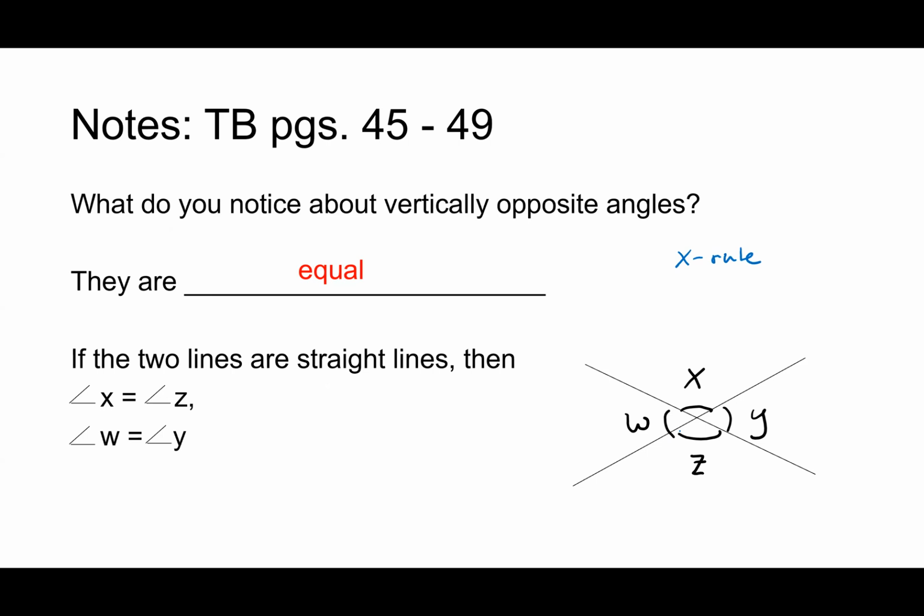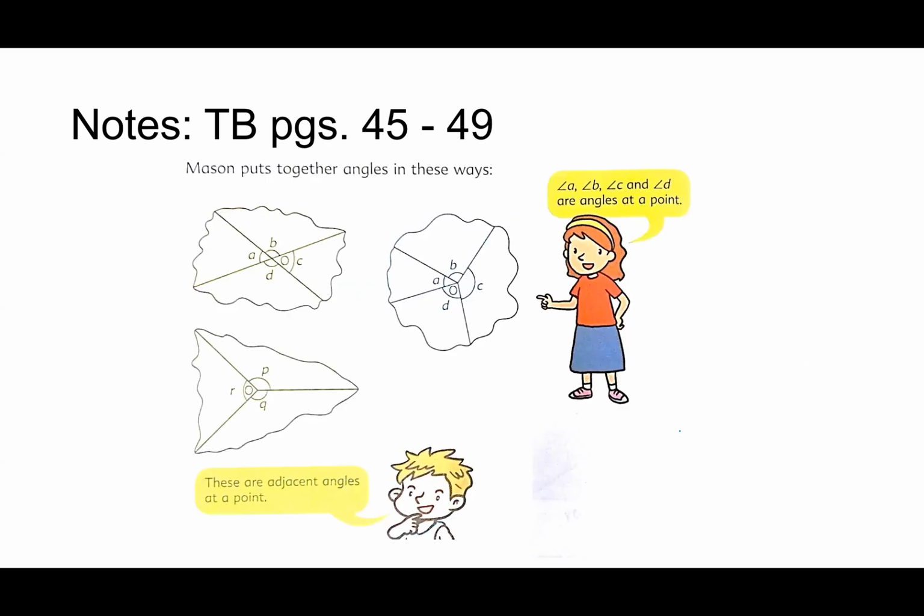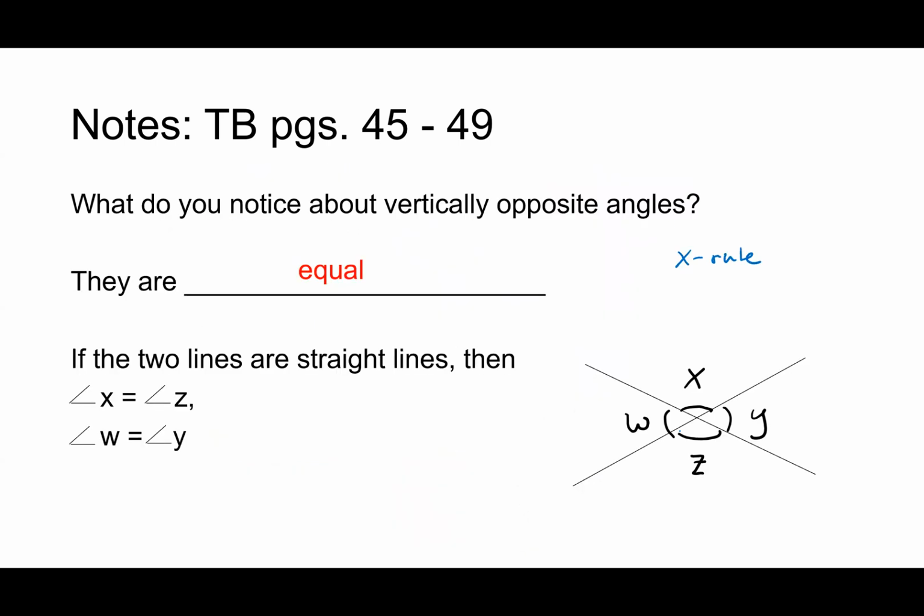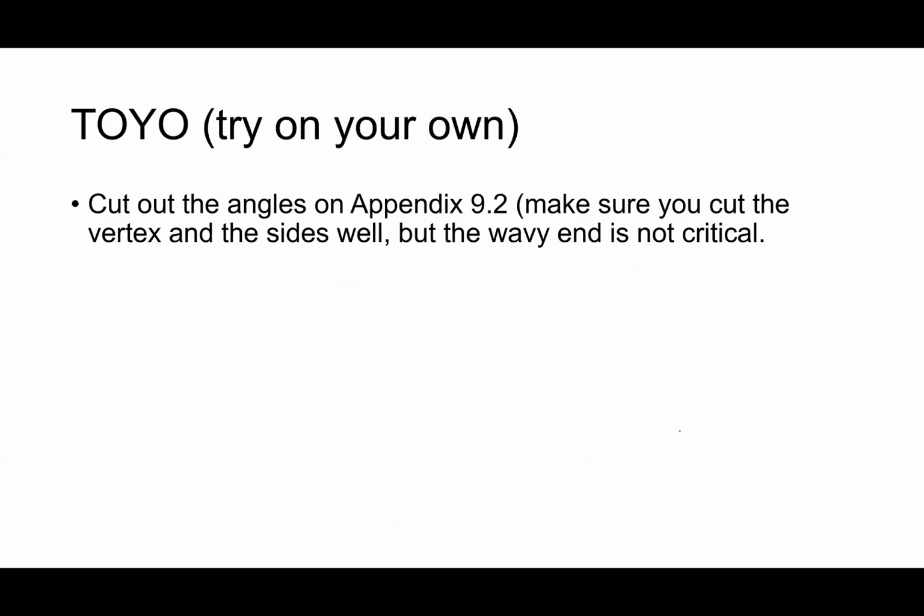Okay. Now we're going to cut things. So turn to the back of your packet and just take off that last page. All right. So what I would like you guys to do is cut out the angles on that page. So what you need to make sure is that you cut the straight sides and the vertex, but you don't need to cut out around the wavy lines. You can just cut a curve. The wavy lines don't matter at all. But the straight sides and the vertex will matter. So you need to be precise about those.